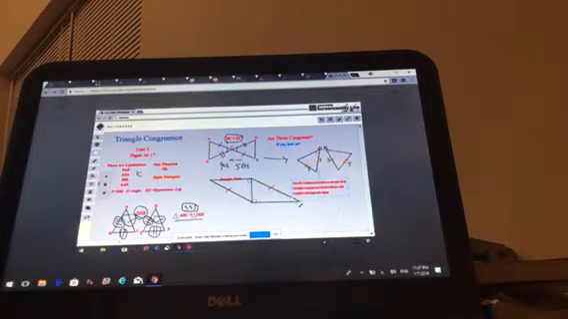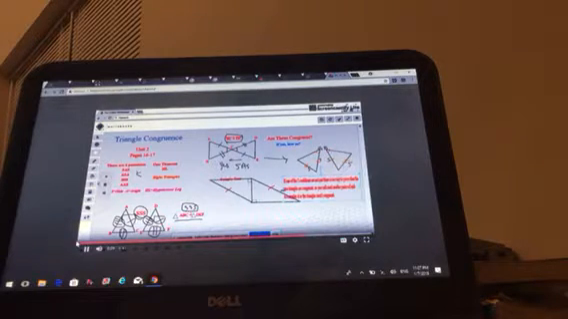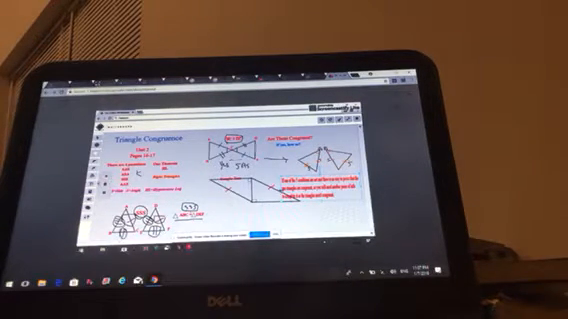As I said before, if one of the 5 conditions is not met, meaning it's not SAS, ASA, SSS, AAS, or HL, then there's no way to prove the two triangles are congruent. So you will either need another piece of information to complete the triangles, or the triangles are just not congruent. In this case, all the information was provided for us, so these triangles are just not congruent.